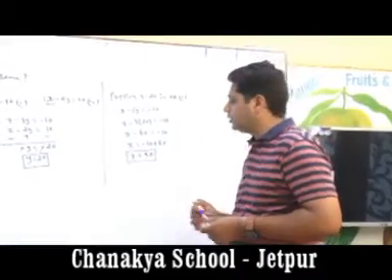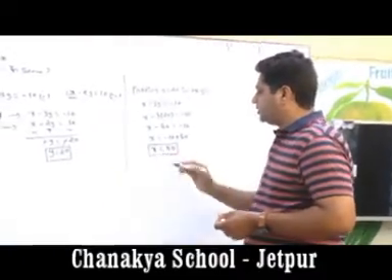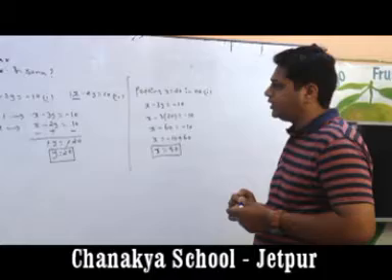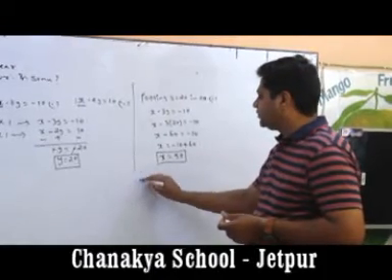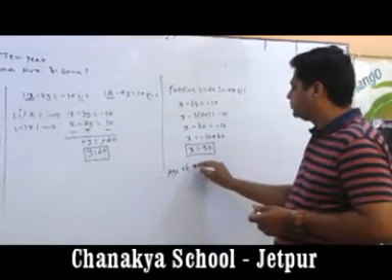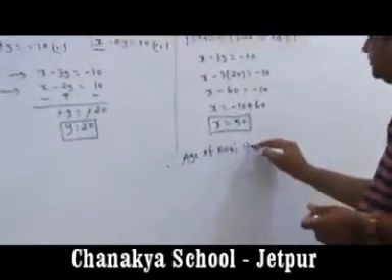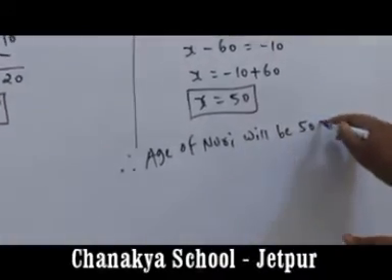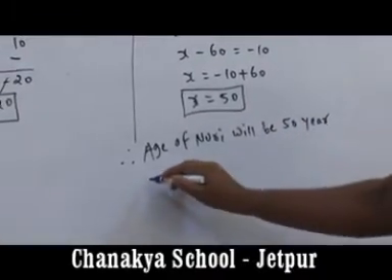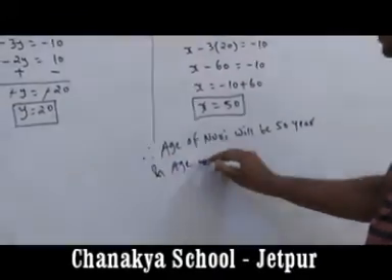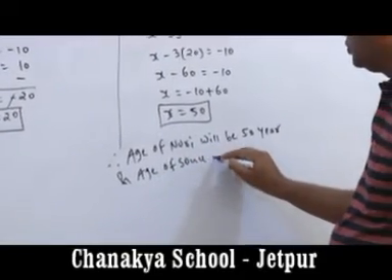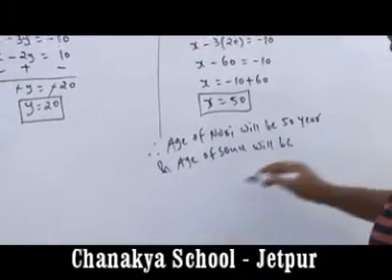Now students, we have supposed the age, x be the age of Nuri and y be the age of Sonu. Therefore, age of Nuri will be 50 years and age of Sonu will be 20 years.